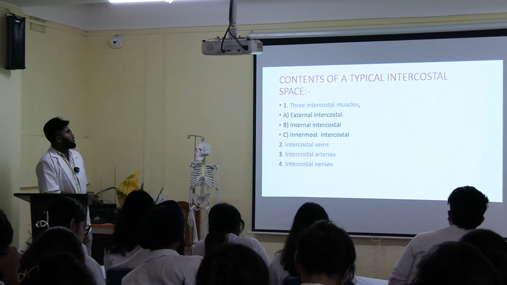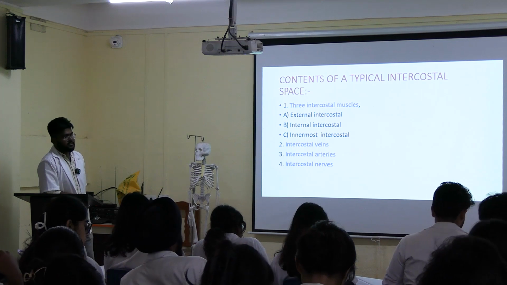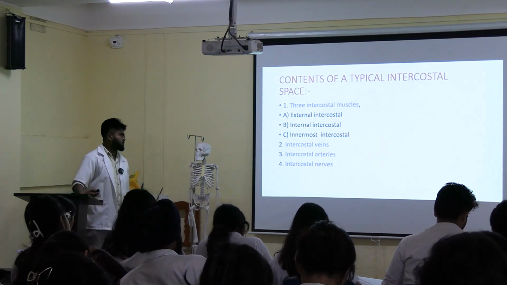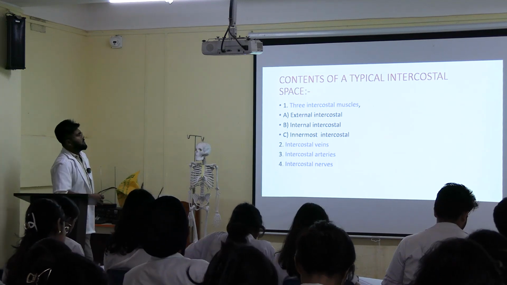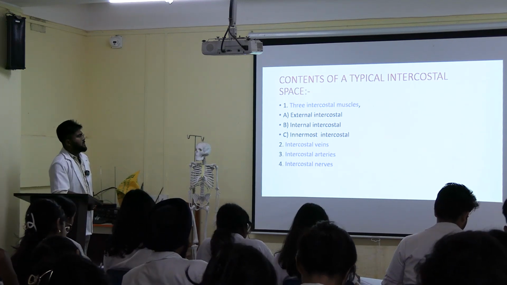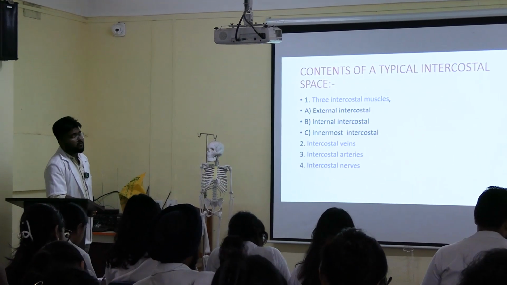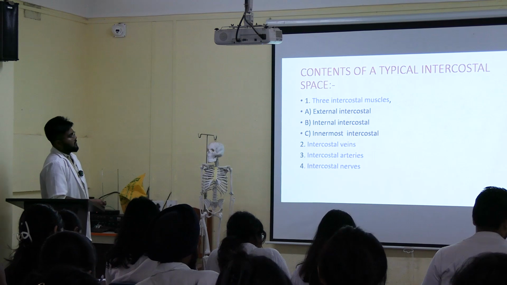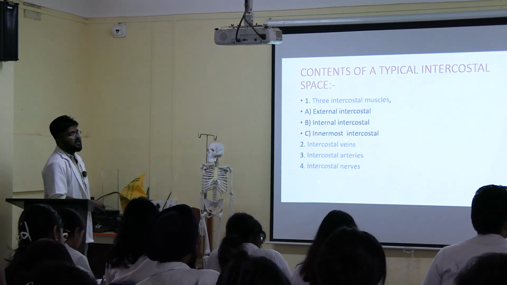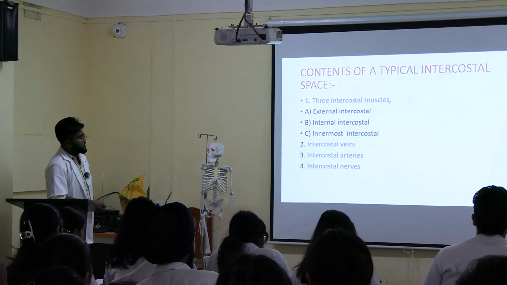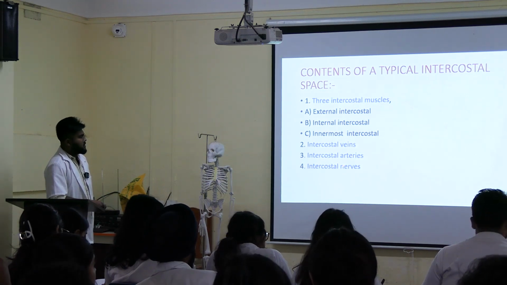These are mainly the contents of your typical intercostal space, meaning the third to sixth intercostal space. Three muscles are present: external intercostal, internal intercostal, then innermost intercostal muscles, and your VAN structures are present here. One is your intercostal vein, then intercostal arteries and intercostal nerves.